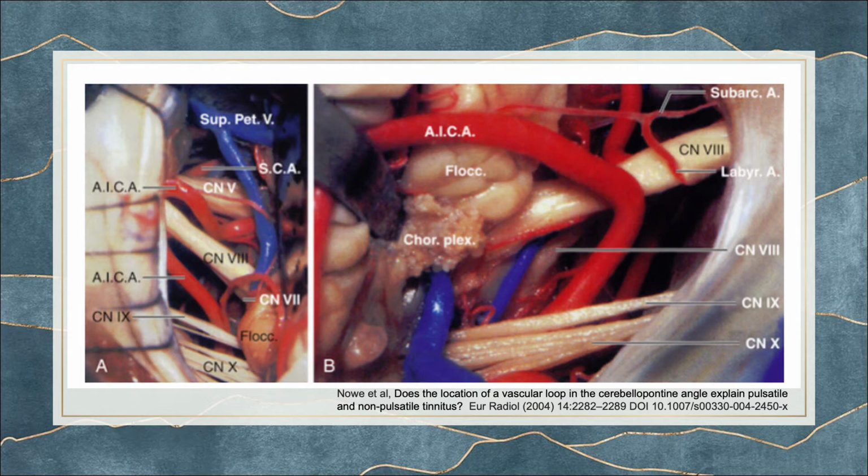There is also the flocculus of the cerebellum and the choroid plexus. Often we find that the AICA, which is the red structure in this picture, loops on the vestibular cochlear nerve, which is labeled here as CN8 or cranial nerve 8.